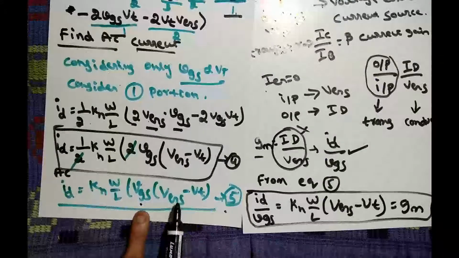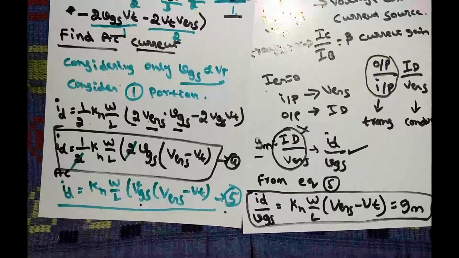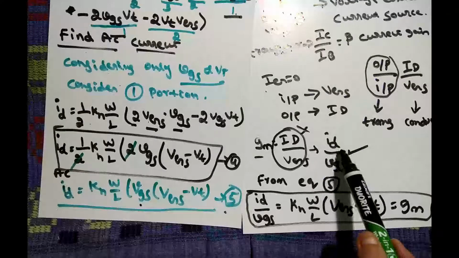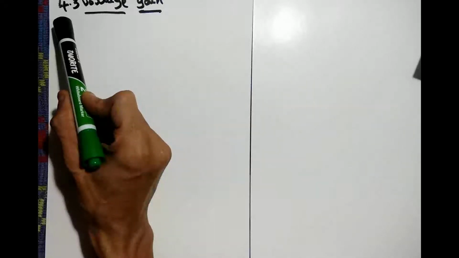Whatever equation you got previously, you can simulate. So this is all about transconductance in the small signal. Small signal means we always go with the AC portion. In the small signal model, we will discuss the next topic, voltage gain.